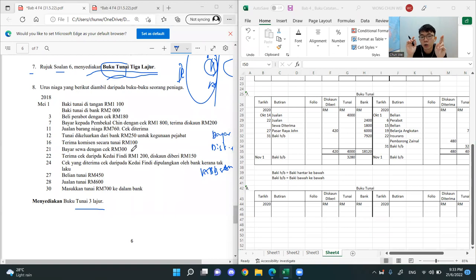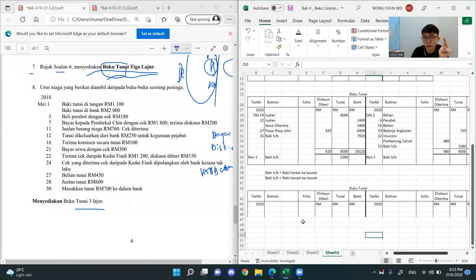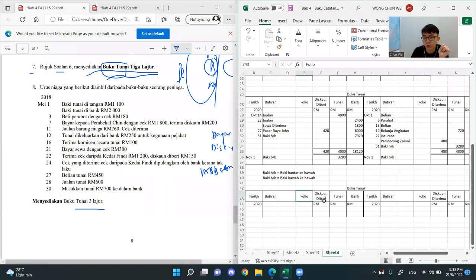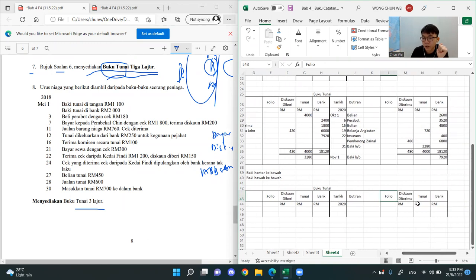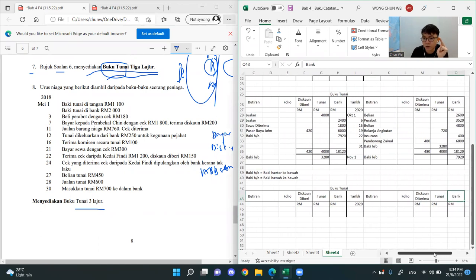Okay, I'll give you 2 minutes to prepare Buku Tunai. All right, prepare a table, because I want you guys to be ready and do the question together. You need to be fast. For all the buku tunai, there must be tarikh, butiran, folio, discount allowed, tunai, bank. This is the penerimaan side. And for the credit side will be tarikh, butiran, folio, discount received, tunai, and bank. Okay, I give you 2 minutes. Quick. Till 9:35. So 1 more minute now.